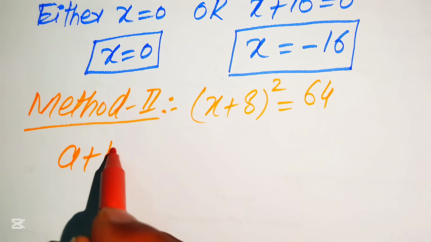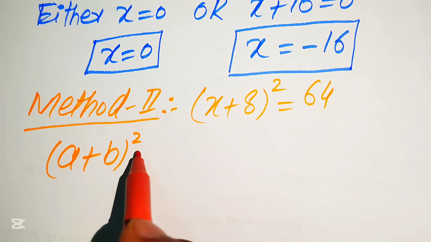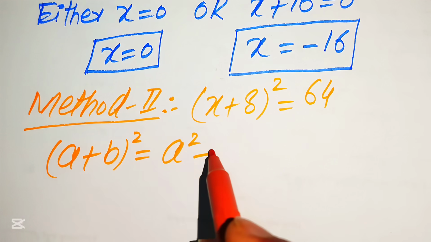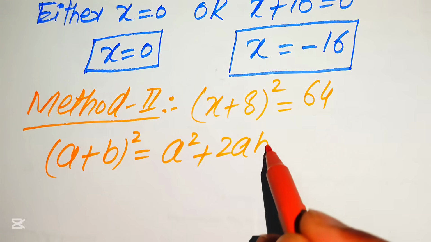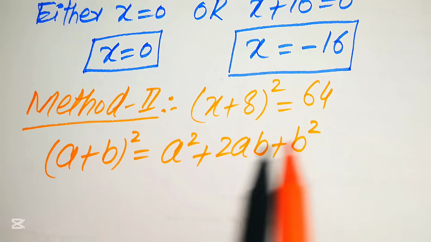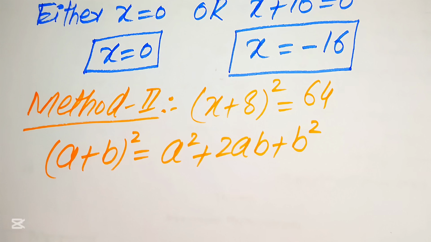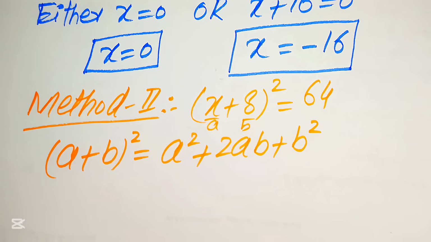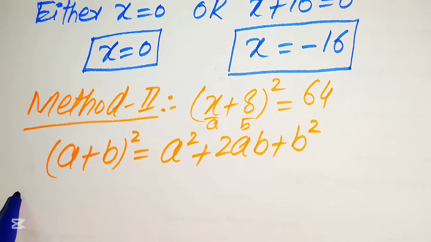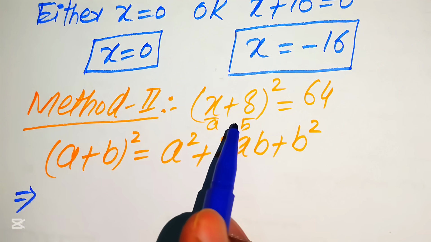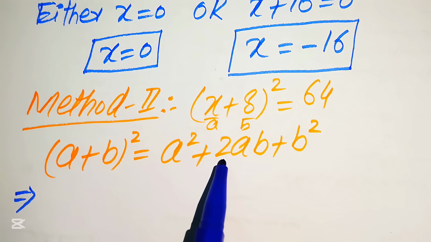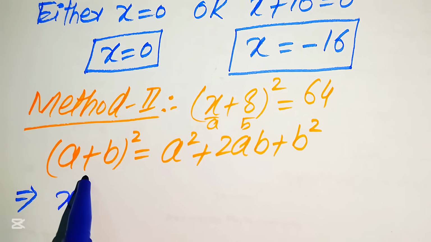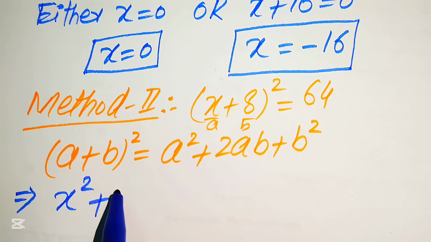You know that (a + b) whole square equals a square plus 2ab plus b square. Here our a is x and our b is 8, and now we can apply this algebraic formula in the left hand side of the above equation. So after applying this formula, our equation is written as x square plus 2 times ab.